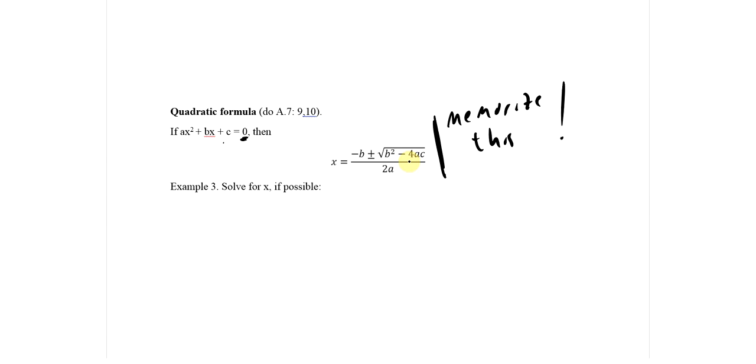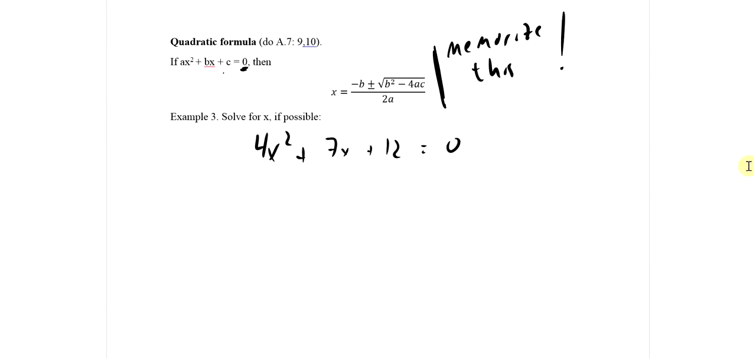So example 3, solve for x if possible, but apparently I didn't write in what the example was. And so our example is 4x squared plus 7x plus 12 equals 0. And so note, we can't use the square root method on this because we have this non-squared term here, right? The square root method, the first example that we did, means that you have to be able to find the squared term all by itself without something that's not squared, so we can't use that.